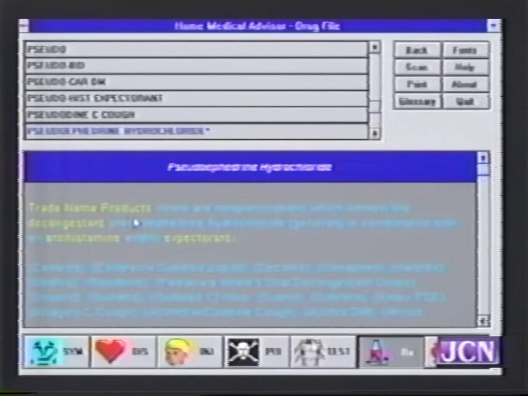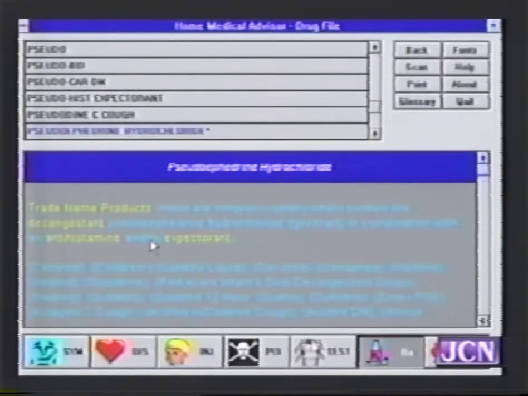hydrochloride. Well, you can't order it because you can't pronounce it. But this tells you its trade name products. It contains a decongestant, antihistamine, something you can actually look up for yourself. Maybe you'll have a little bit more knowledge when you're talking to your doctor, things of that nature.